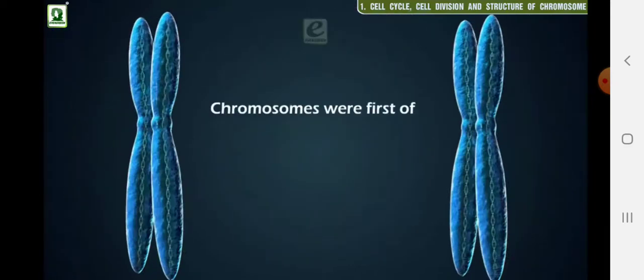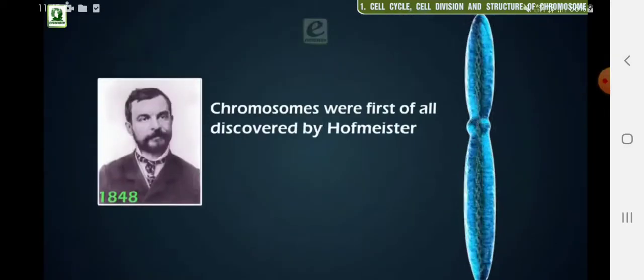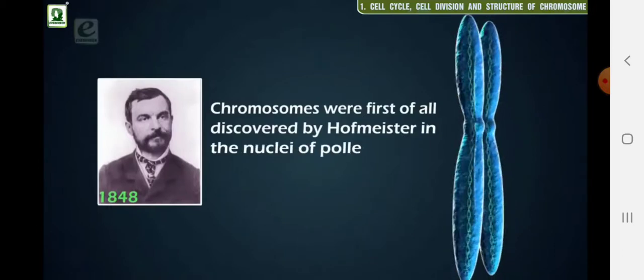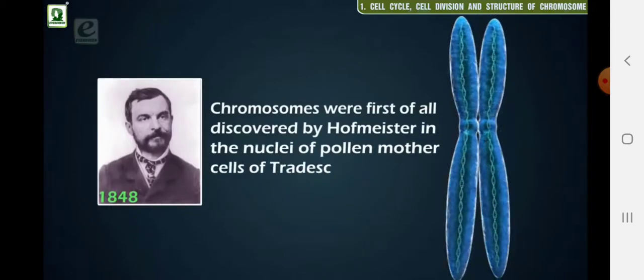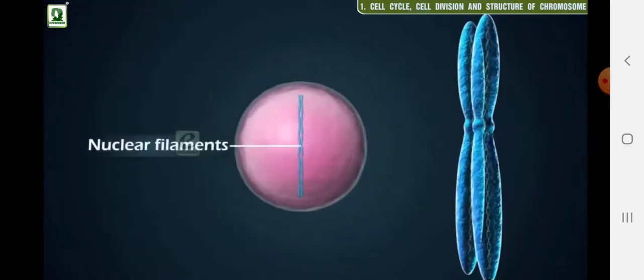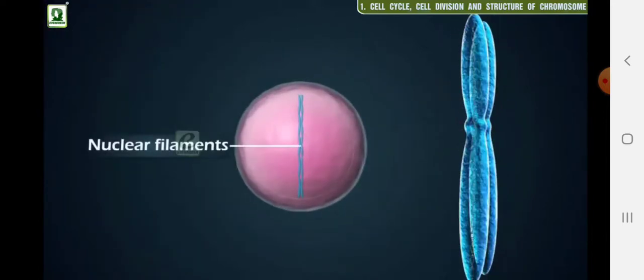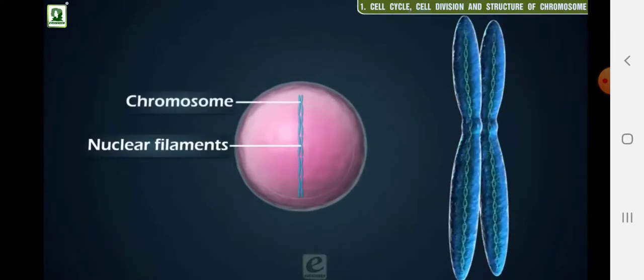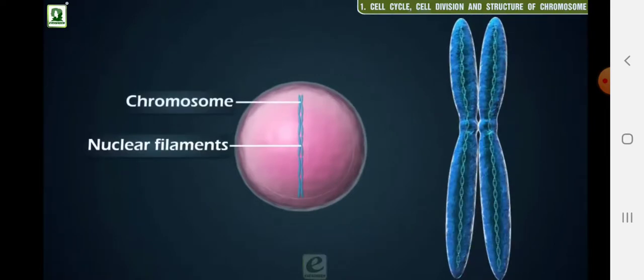Chromosomes were first of all discovered by Hofmeister in the nuclei of polar mother cells of Tradescantia in 1848. He called them nuclear filaments. These nuclear filaments were called chromosomes by Waldeyer in 1888.